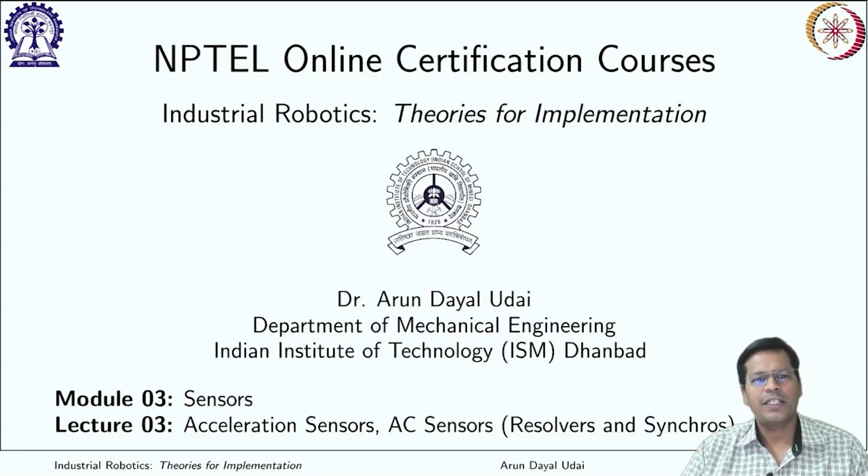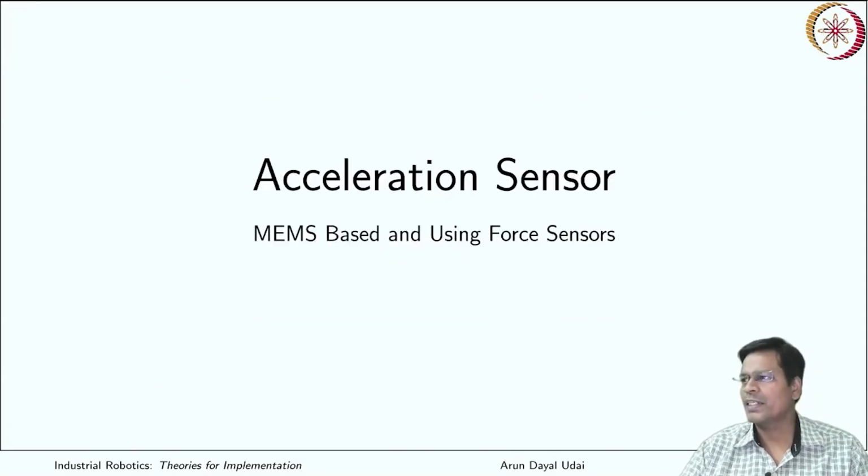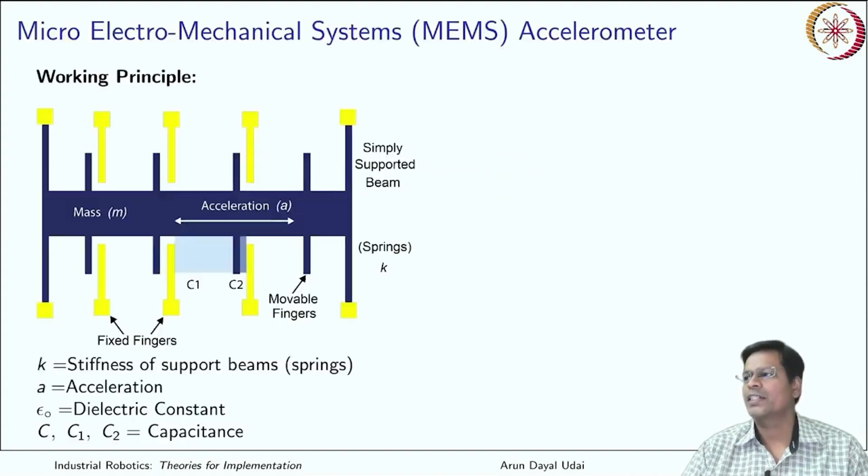So today, now that you are familiar with obtaining velocity, let us see if you can obtain acceleration also. We'll discuss acceleration sensors today, especially MEMS type sensors, micro electromechanical systems, and AC based sensors, alternating current based sensors, especially resolvers and synchros. Yes, let us move ahead. Acceleration sensors are basically MEMS based, and a force sensor can also be used as an acceleration sensor. I'll tell you how it can be used.